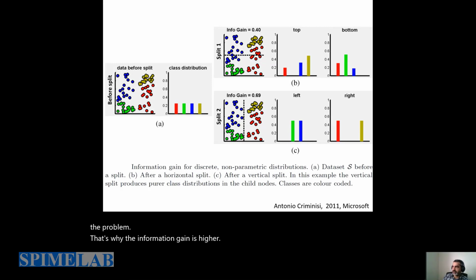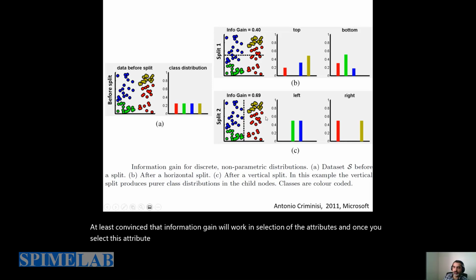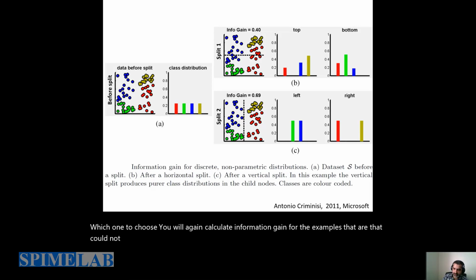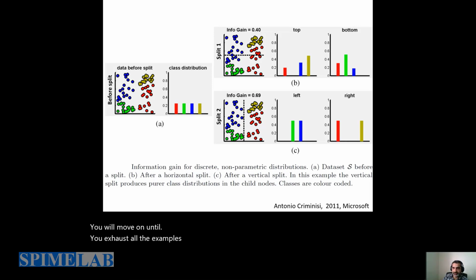So far, I think you are at least convinced that information gain will work in the selection of attributes. Once you select this attribute, it splits things into two quite successfully. For the remaining attributes, to choose which one, you will again calculate information gain for the examples that could not be solved with the previous attribute. And you will move on until you exhaust all the examples and the attributes.